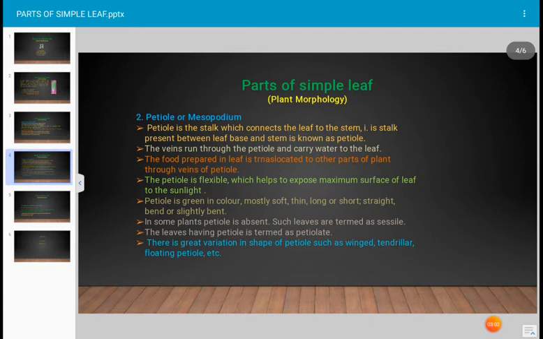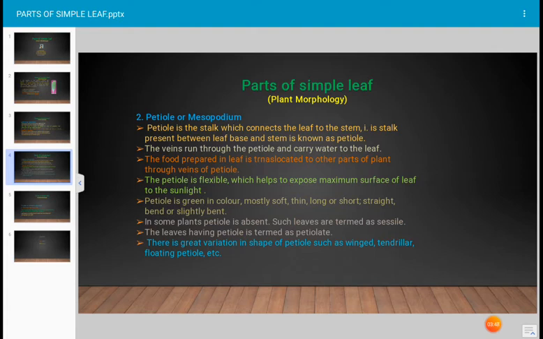Next, petiole. It is a part of the simple leaf, which is also known as mesopodium. Petiole is a stalk which connects the leaf to the stem. That is, the stalk present between the leaf base and the stem is known as petiole. The veins run through the petiole and carry water to the leaf, and the food prepared in the leaf is translocated to other parts of the plant through the veins of the petiole. The petiole is flexible, which helps to expose maximum surface of the leaf to the sunlight.